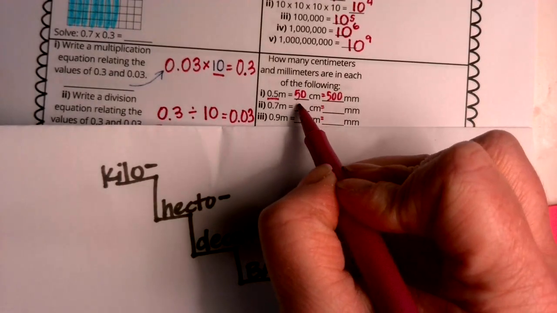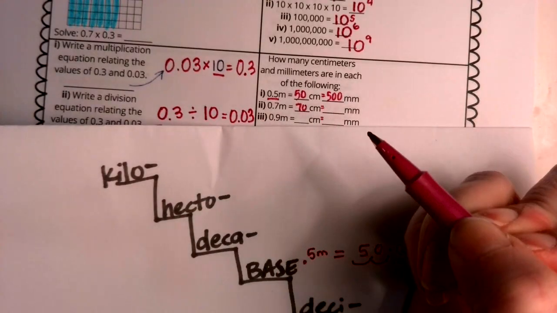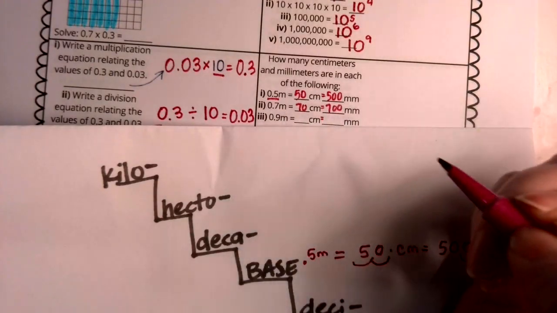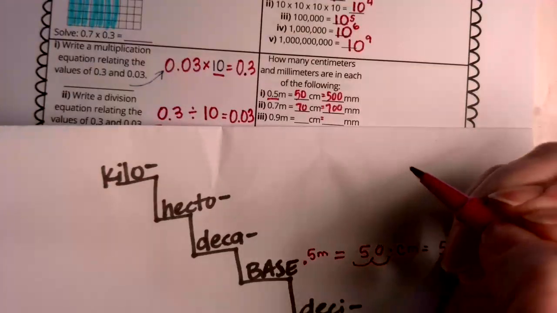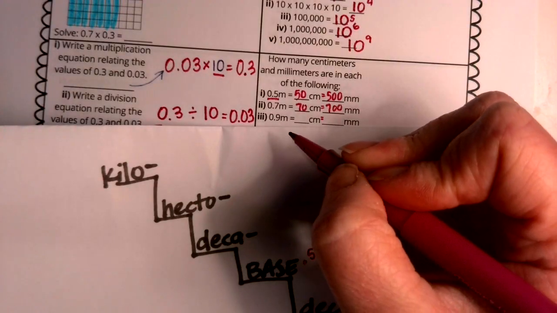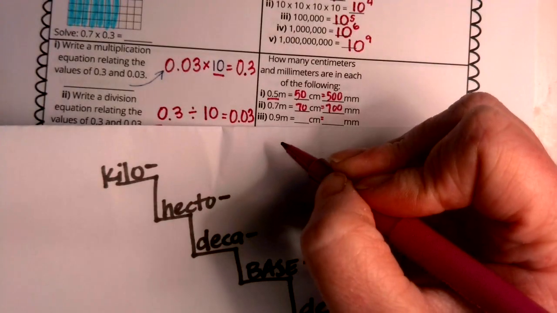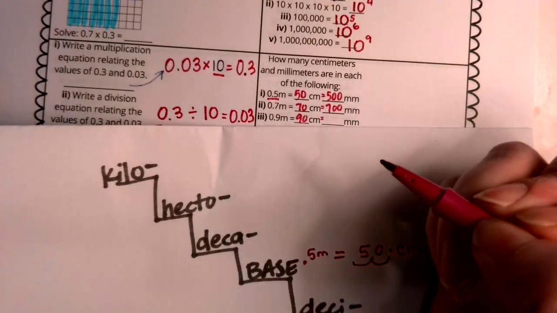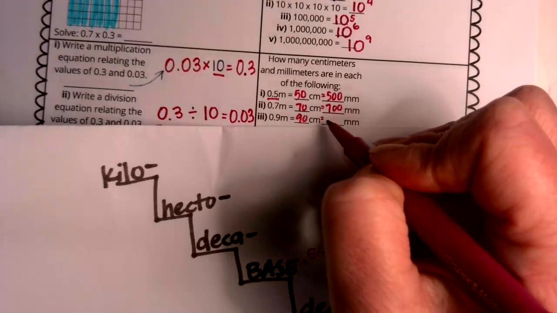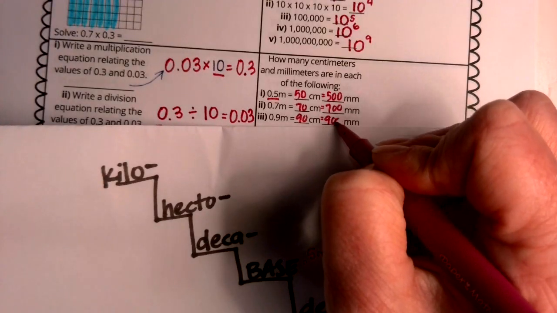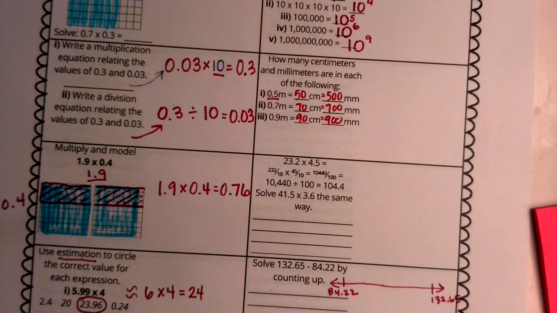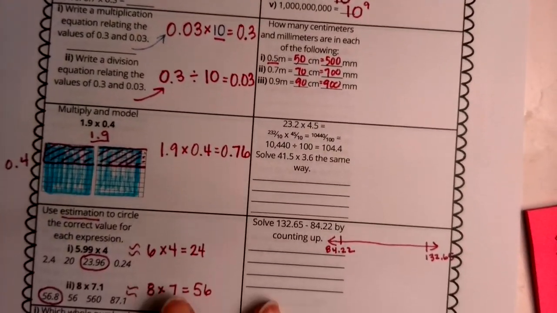Right? So this is going to equal 70 centimeters. And this is going to equal 700 millimeters. Now take a look. I'm starting again at meters, 9/10 of a meter. So I'm going to move my decimal in the same way. I'm going to see that that equals 90 centimeters and 900 millimeters. Boys and girls, that finishes out our metric conversion question.